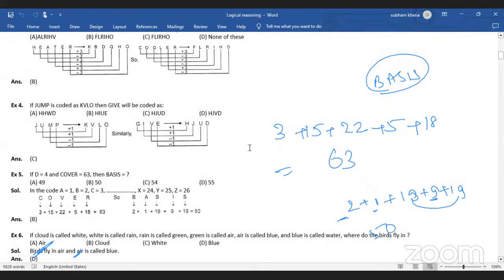Look, 50. You went somewhere wrong. 49. So, Raja, please check. 2, 1, 19, 9 and 19. So the sum will be 50. Very good. Yes, Upada. Good one. 50. Is this clear? Shall we proceed?